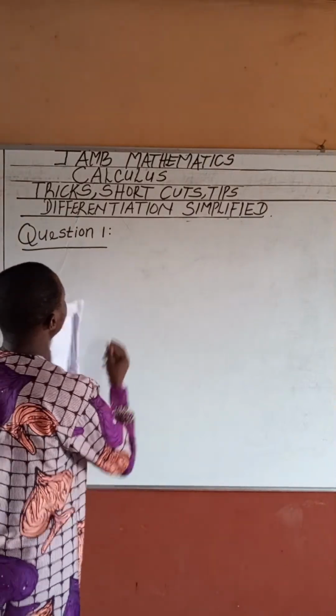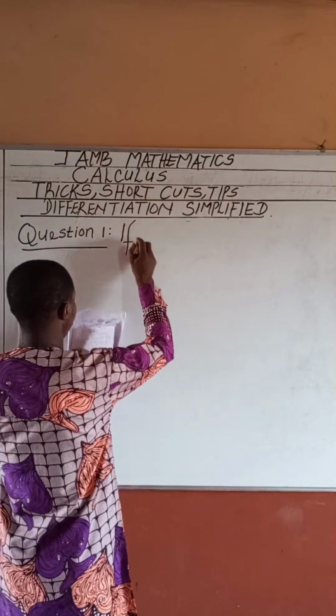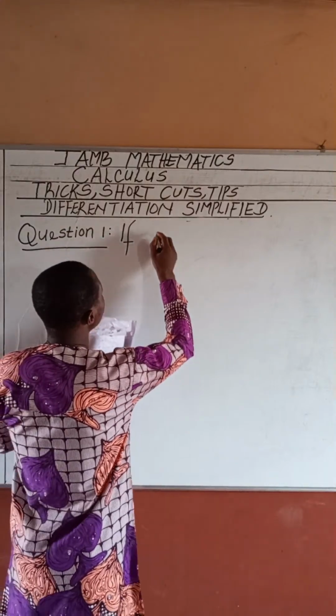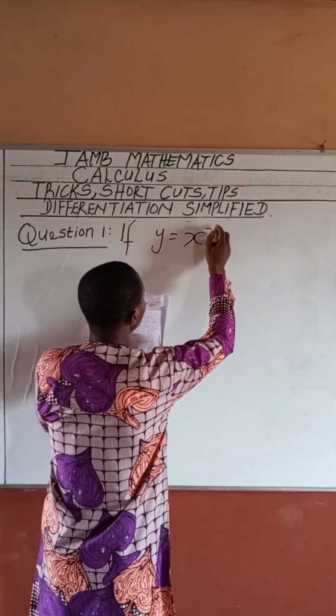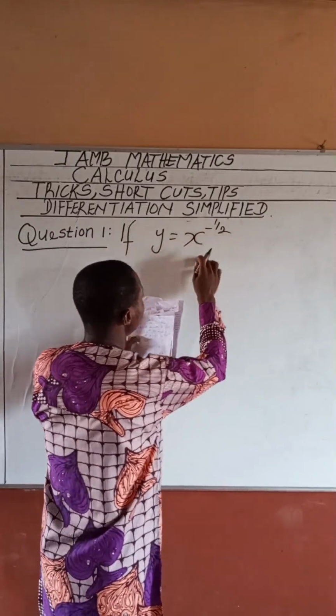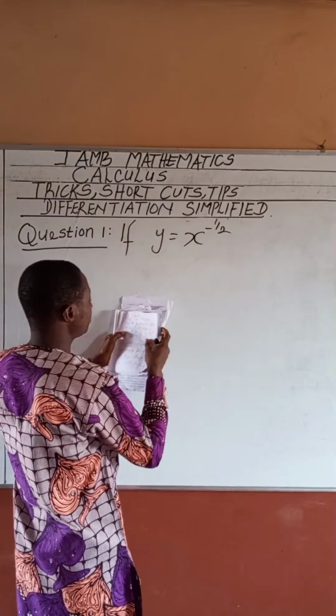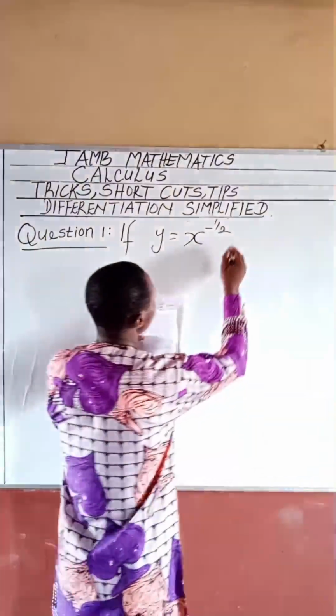Almost the same thing here. If y is equals to x raised to power minus half. This is minus half. Then what is dy dx?